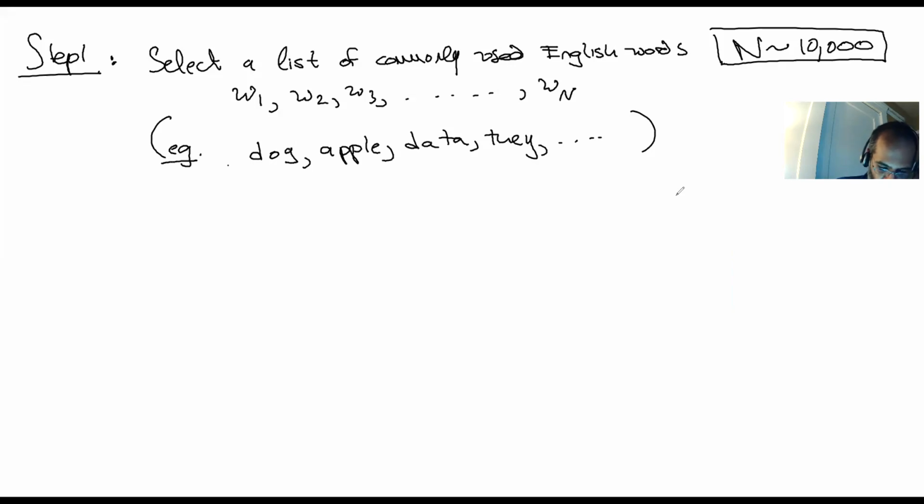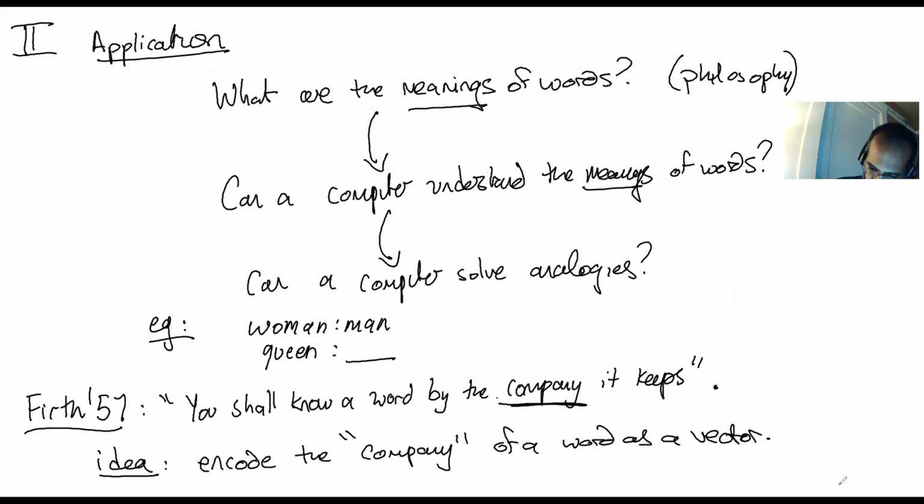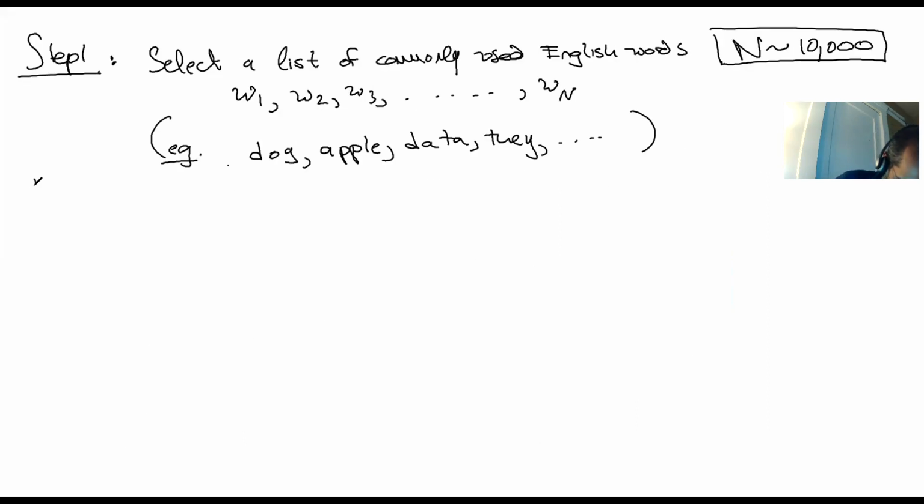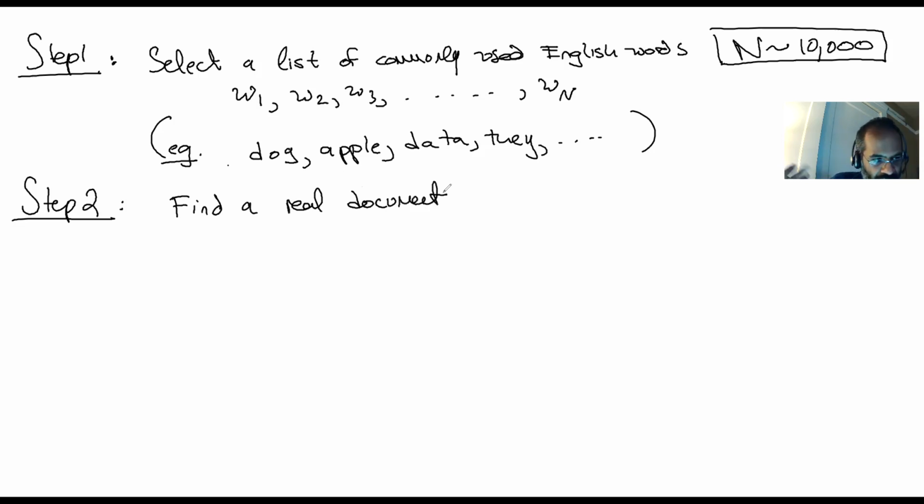And now we need to associate every word with a meaning, and we've decided that the meaning is going to be somehow encoded as the words that are its company. So what do we mean by that? So step two, this is where the machine learning happens. We're going to find a real document, that means like a document written by humans. So for our example, I guess why not be self-referential? We'll just use the Google document itself.